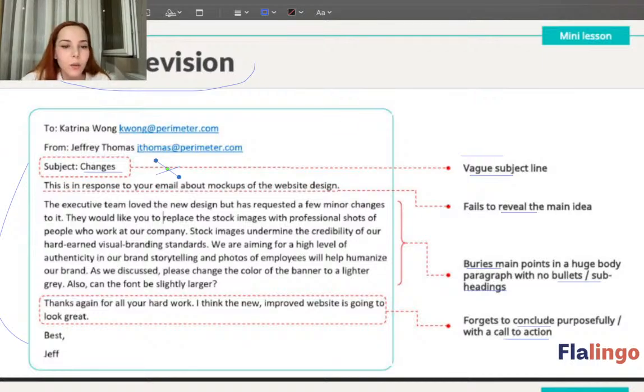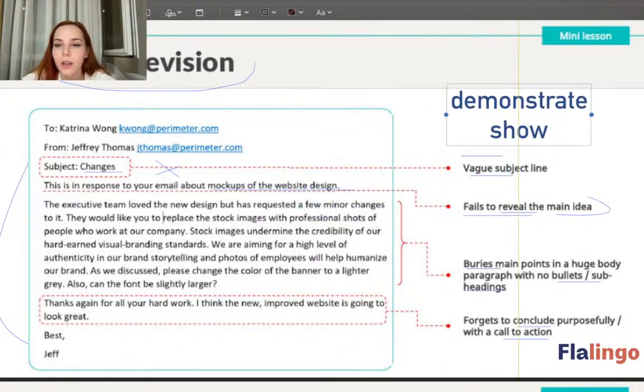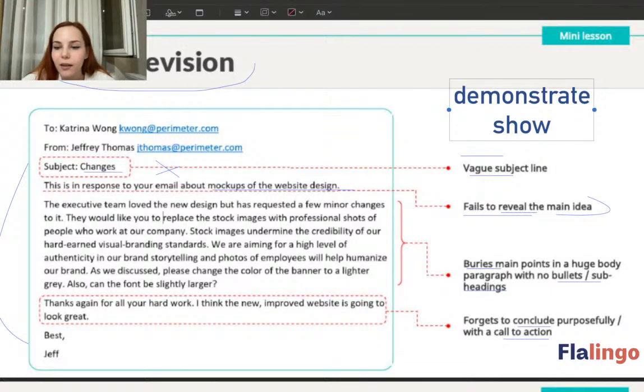It is a no. So my introduction is, "This is in response to your email about mock-ups of the website design." Yes, I indicated my purpose of writing this email, but what is the main idea here? I just said that I'm responding to your email. Okay, but what I want is not clear, so it fails to reveal. Reveal means showing, demonstrating. Those are the synonyms of that word. It's not revealing the main idea. I don't know what this person will talk about.